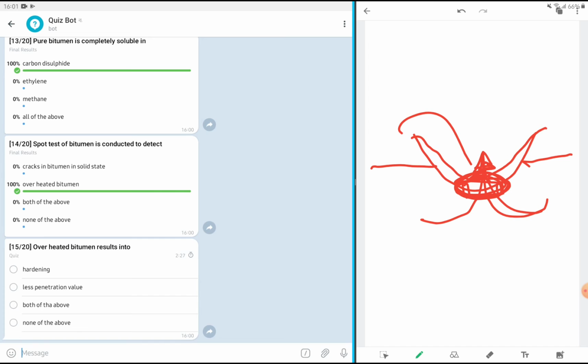Exactly. When a bitumen is getting hardened, what will happen? When you try to put that 100-gram needle onto this overheated, hard bitumen, what are you going to get? You are going to get less penetration. Therefore, less penetration values will be obtained after putting that 100-gram needle over that hardened or overheated bitumen. That's why hardening is also right, and the second option is also the result of this overheated bitumen. Therefore both of the above should make the correct answer.